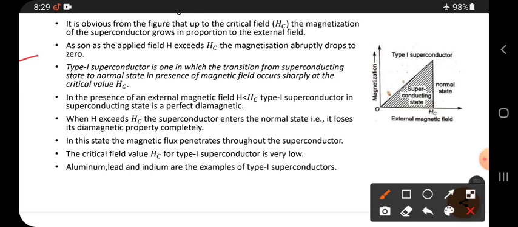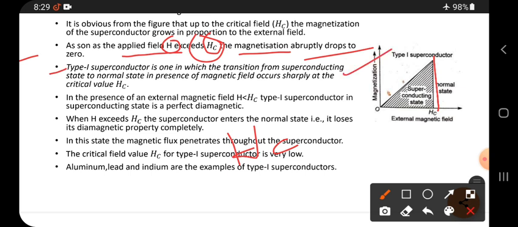As soon as the applied magnetic field H exceeds Hc, the critical magnetic field is crossed, and then the magnetization abruptly drops to zero. So as soon as the magnetic field exceeds Hc, the magnetization drops to zero, that is, it suddenly becomes zero.